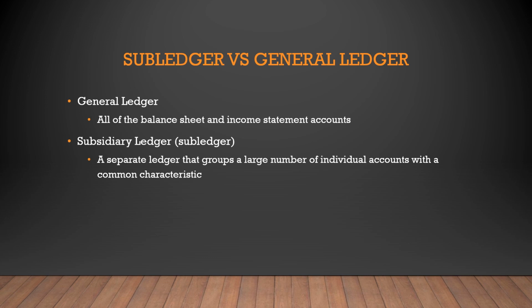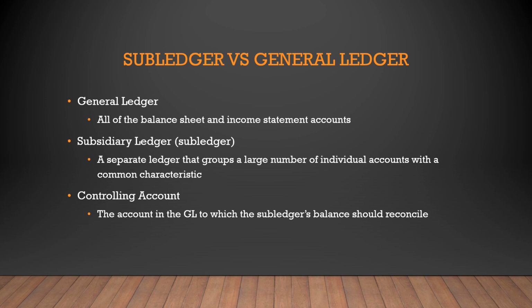Finally, we have the controlling account. The controlling account is the account in the general ledger that relates to a particular subledger. This is the account to which the balances within a specific subledger should reconcile.